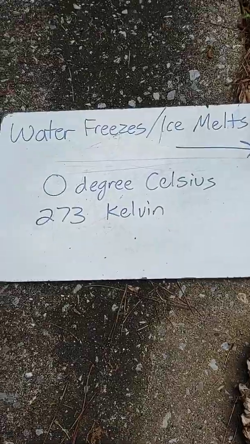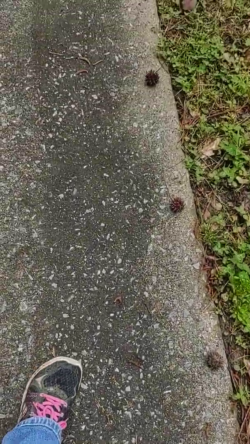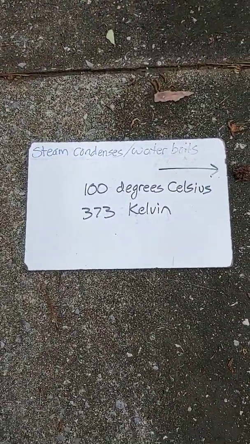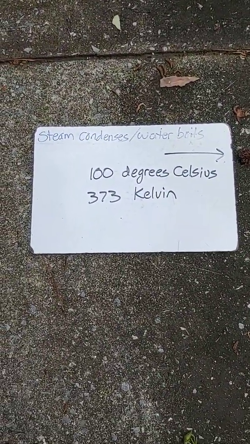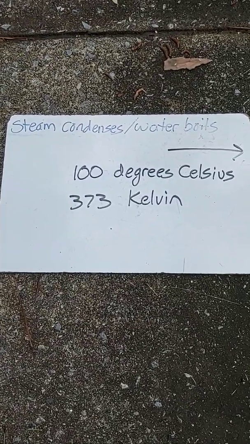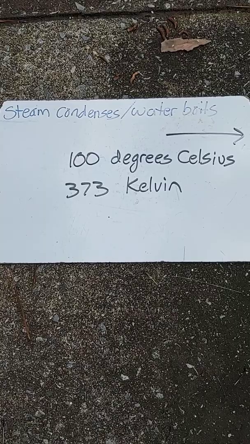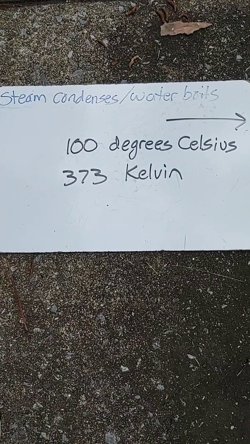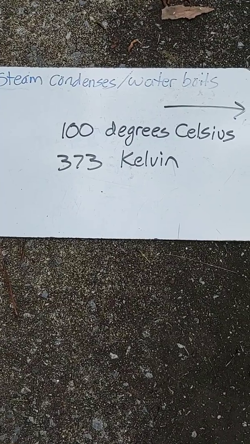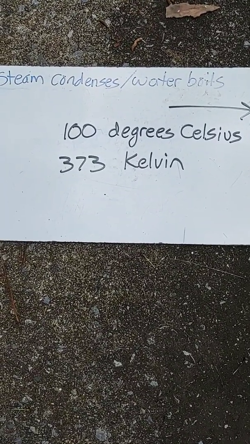We are going to keep climbing. We are going to go past 10 gumballs, and at 10 gumballs, we are now at the point where steam condenses or water boils. So for us, water's boiling. We're traveling up in temperature. We have traveled 10 gumballs. That's 100 degrees Celsius. That's 373 Kelvin.